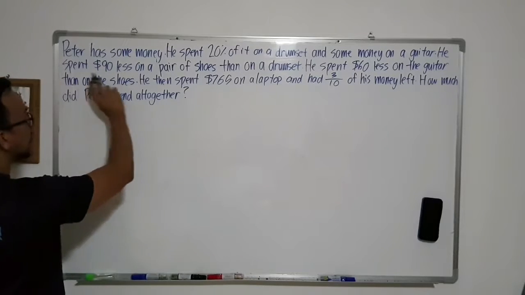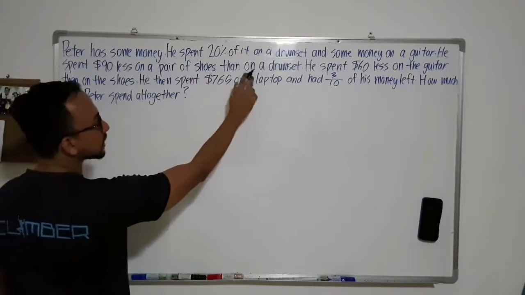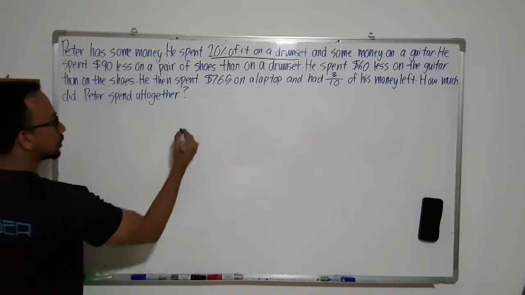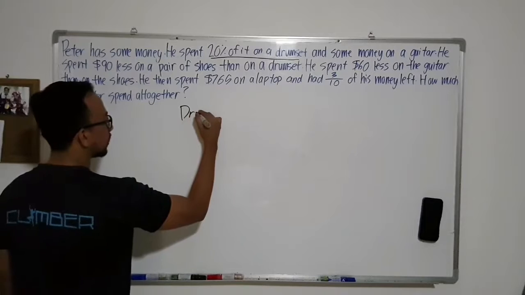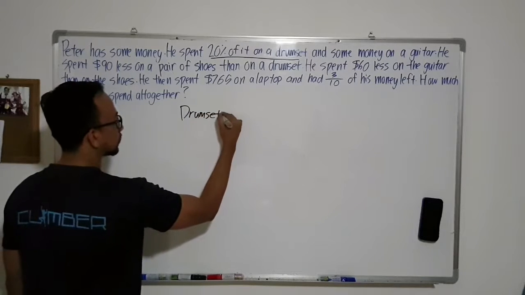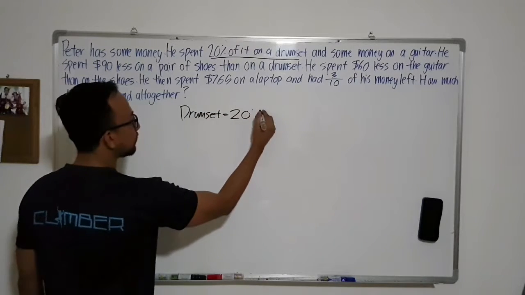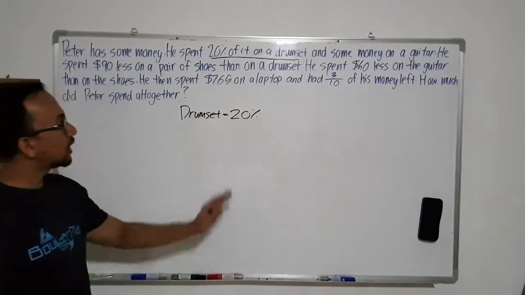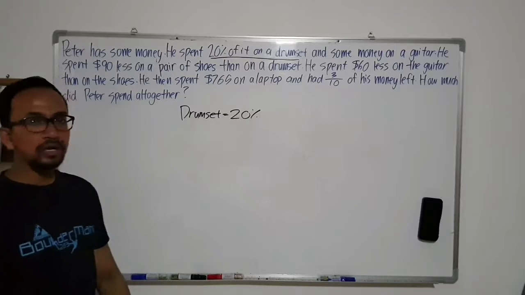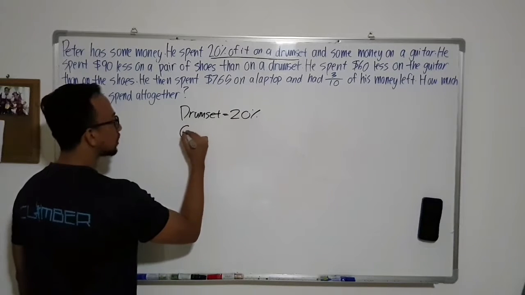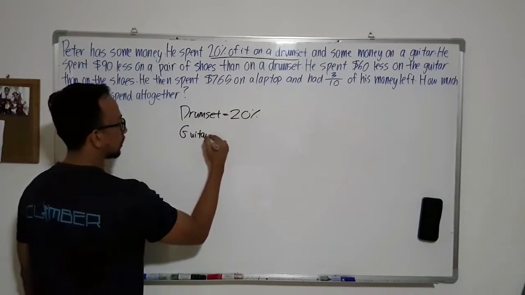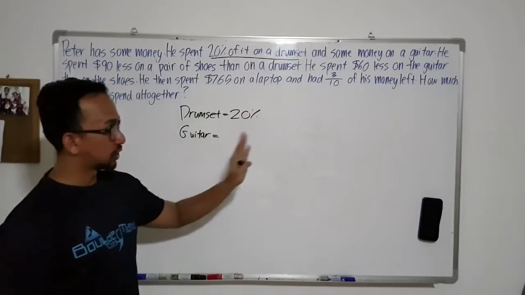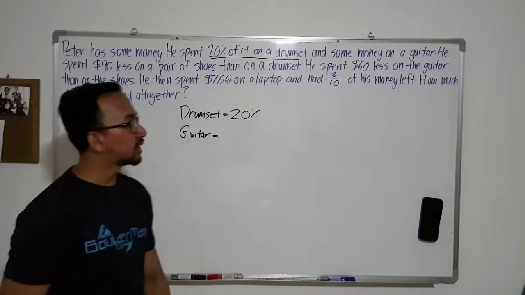Alright, so Peter had some money. He spent 20% of it on the drum set. Alright, so you got your first clue. So you have your drum set equals 20% of his money. So you can just write out 20% here. Alright, and then he spent some money on the guitar. So the guitar equals how much? They just said some money. It's okay, there are still other sentences ahead.